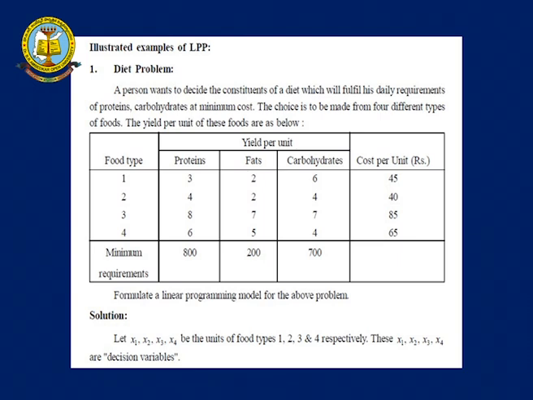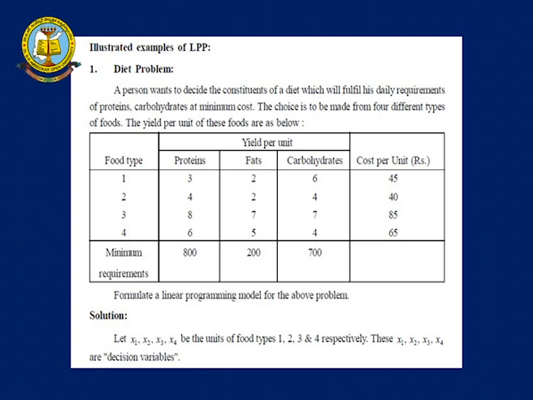As the minimum requirements mean, for proteins, by maintaining these 3 units, 4 units, 8 units, 6 units for each different type of food, he is maintaining the minimum requirement of 800. Similarly, fats 200 minimum requirement and carbohydrates 700. So, this is the table structure. Now, we have to formulate this as an LPP structure.